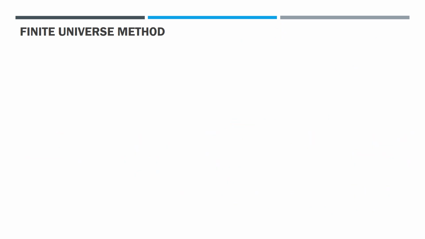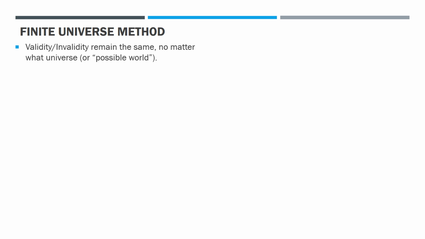The Finite Universe Method is another way to test for invalidity. Now, validity and invalidity remain the same no matter what universe or so-called possible world. The term possible world is just a term that logicians and philosophers use. For example, I'm contingent, I can exist, and it's possible that I didn't exist if my parents did not conceive me. So there's a possible world, we might say, in which I do not exist, and in this possible world, I do exist. On the other hand, a statement such as 2 + 2 = 4 is true in every possible world. It will be true even in the possible world in which I didn't exist.